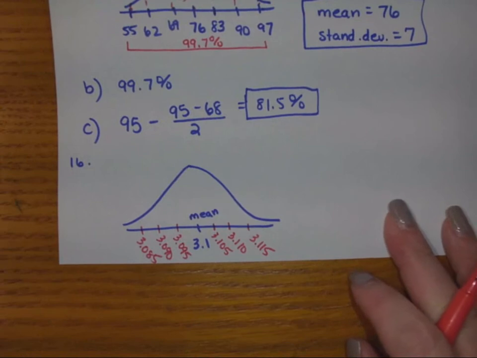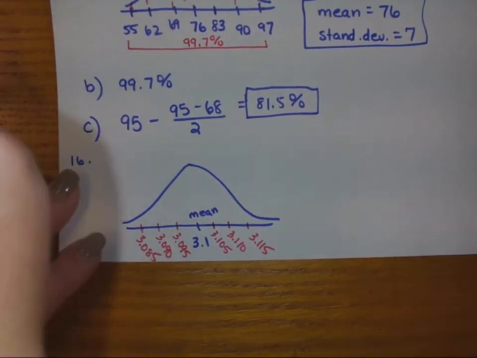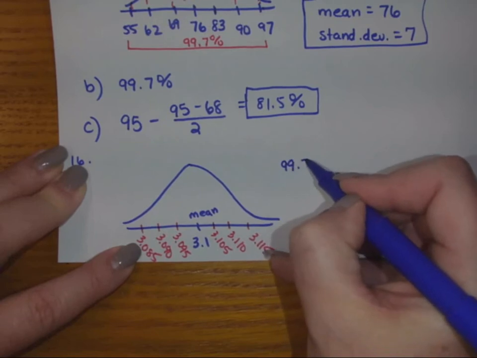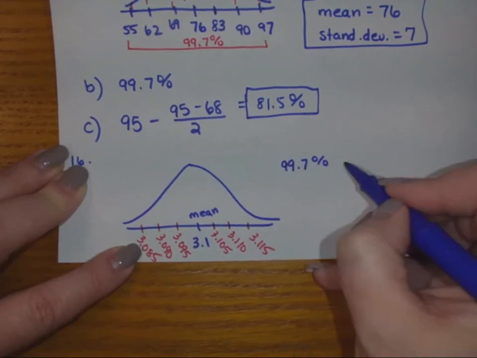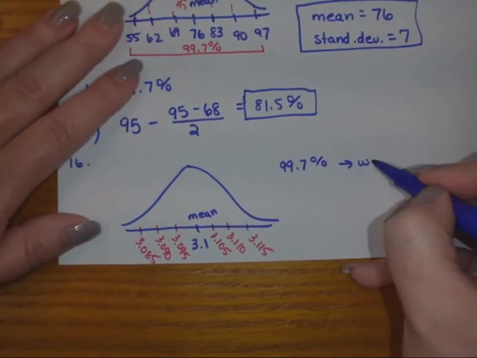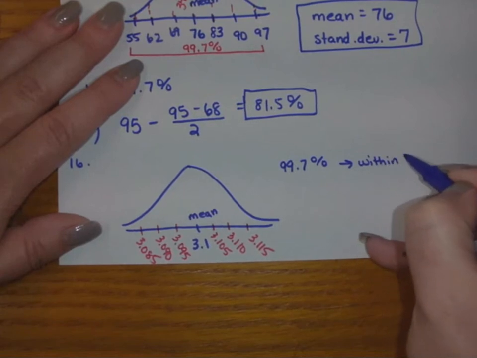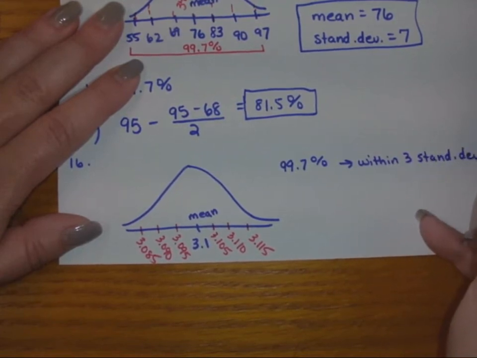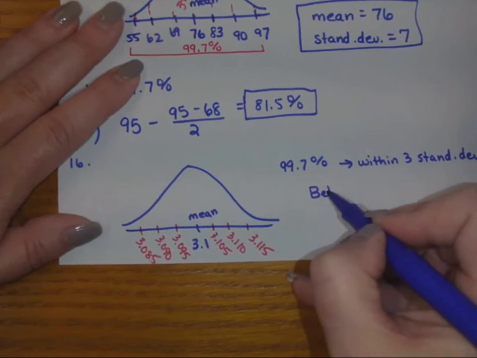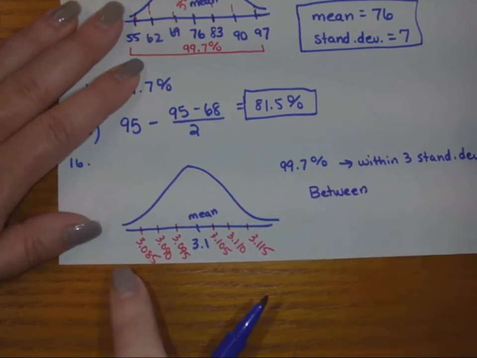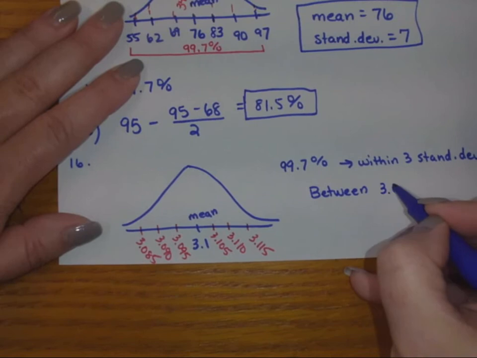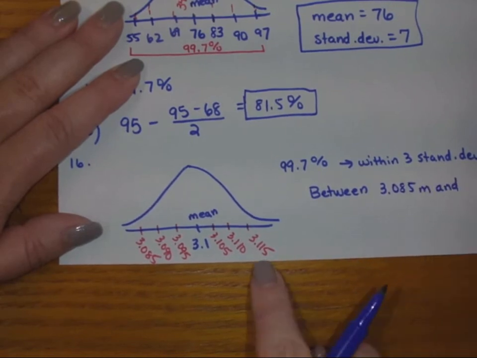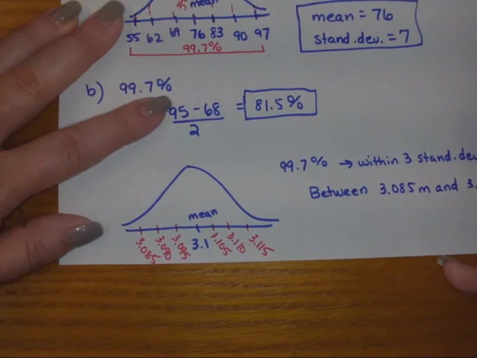Okay. So notice now it's asking us about 99.7%, and we know that 99.7% is within 3 standard deviations. So now that I have a good bell curve, I just need to figure out what those two values are, right? So it's going to be between 3 out this way, which would be 3.085 meters, and then 3 out this way would be the 3.115 meters.